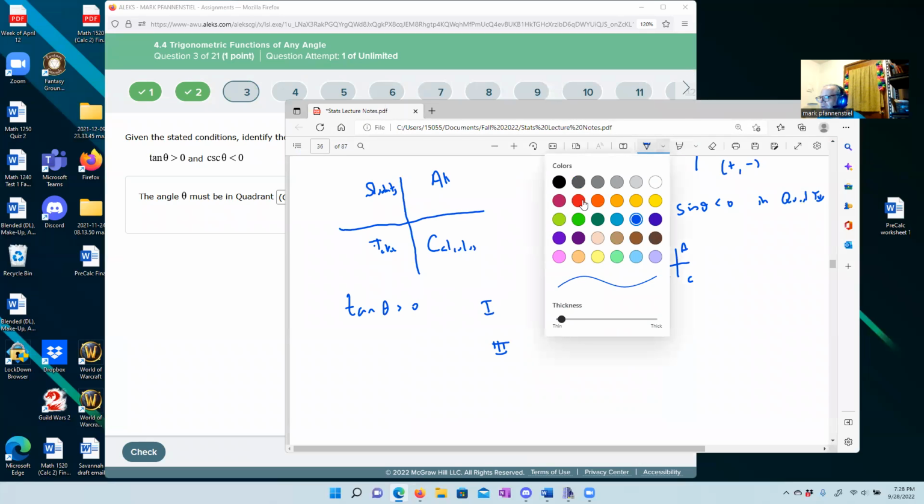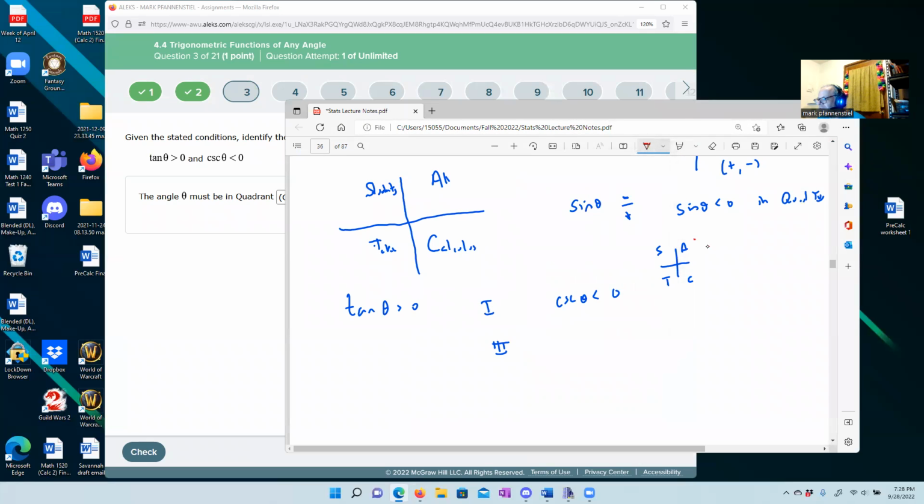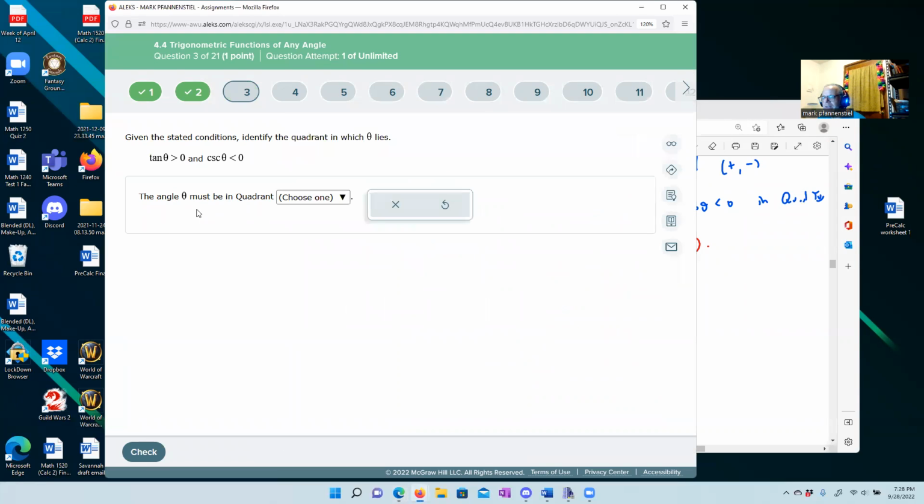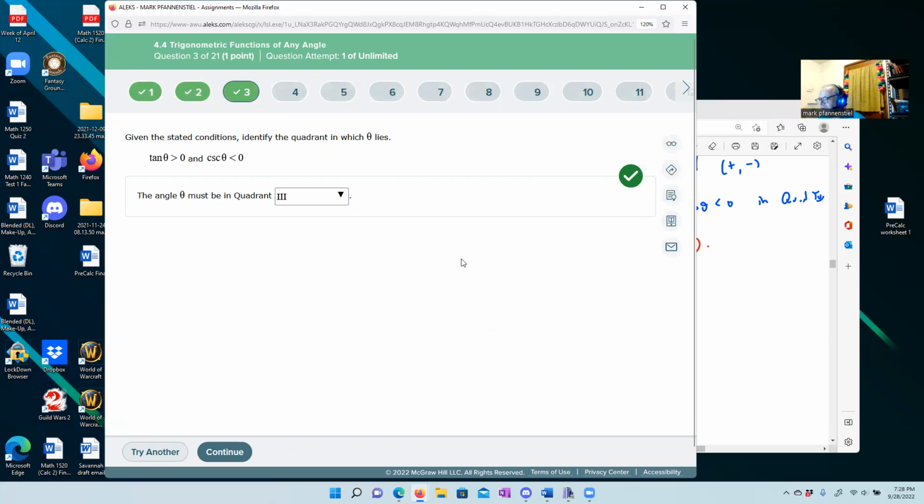I know that tangent is positive, so it could be in the first quadrant or the third quadrant. But since they're telling me that the cosecant is negative, well, the cosecant is negative everywhere except quadrant 1 and quadrant 2. So aha, this has got to be quadrant 3. Because cosecant is negative and tangent is positive, it's quadrant 3. So we're going to go back here and say angle theta must be in quadrant 3, and we'll check.